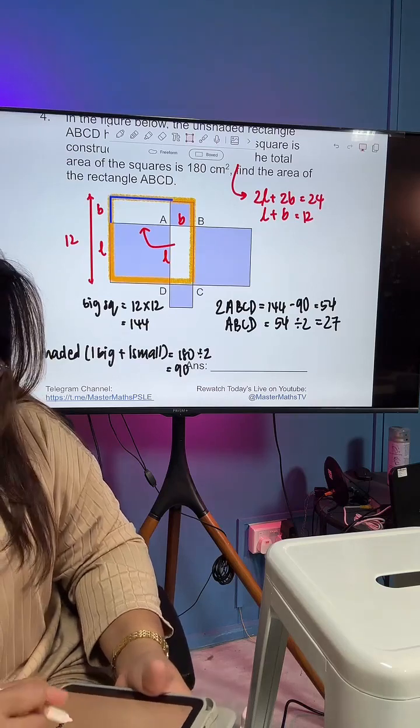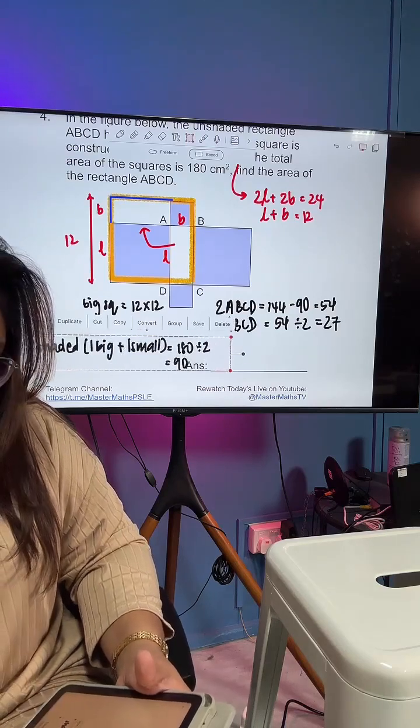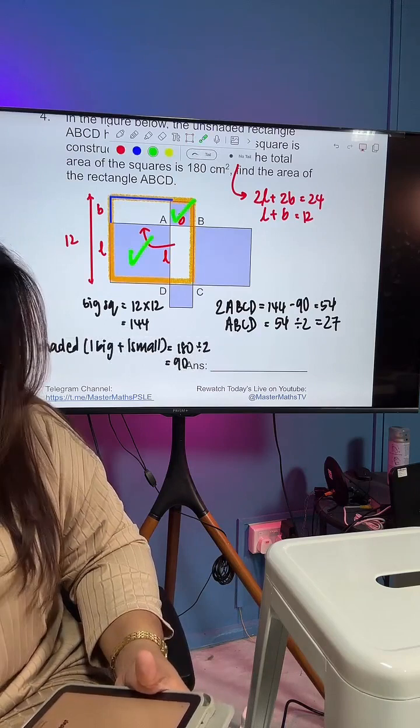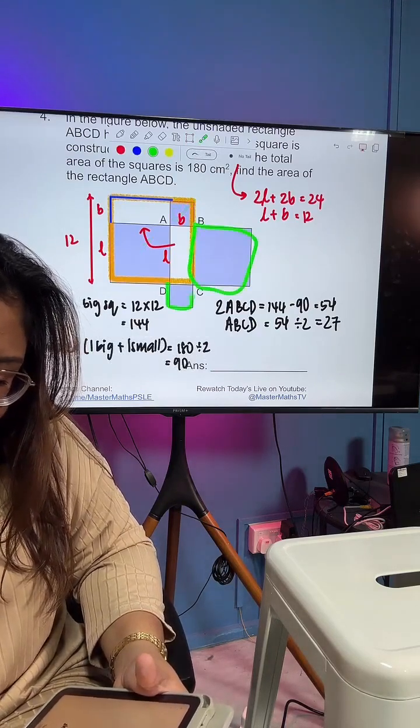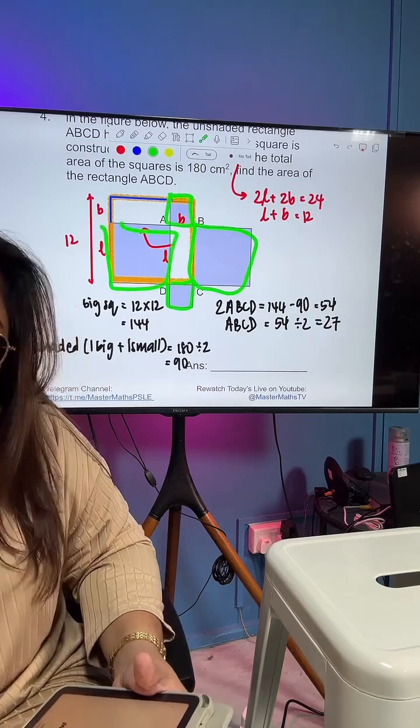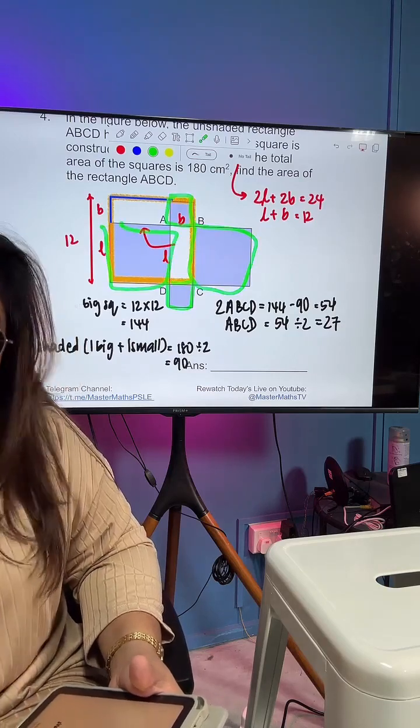All good? So the shaded 1 big and 1 small is basically this and this, which is just a group of these 4 squares together. Just one out of the 2 groups. That's why I divide by 2.